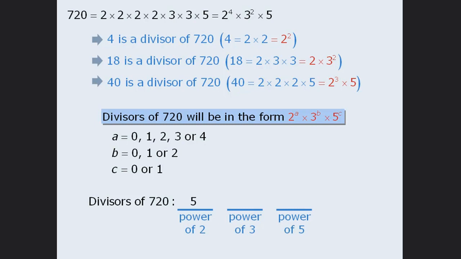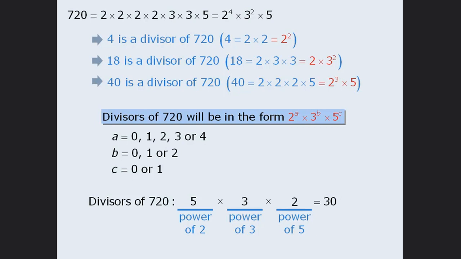so there are 5 ways to accomplish this stage. On to the next stage. The power of 3 can be 0, 1, or 2, so there are 3 ways to accomplish this stage. And finally, the power of 5 can be either 0 or 1, so there are 2 ways to accomplish this stage. Applying the fundamental counting principle, we multiply the number of ways to accomplish each stage to see that there are 30 ways to accomplish all 3 stages. So, 720 has 30 positive divisors.